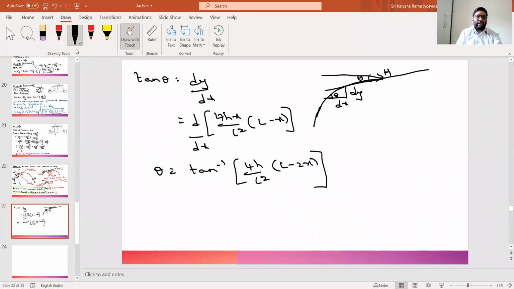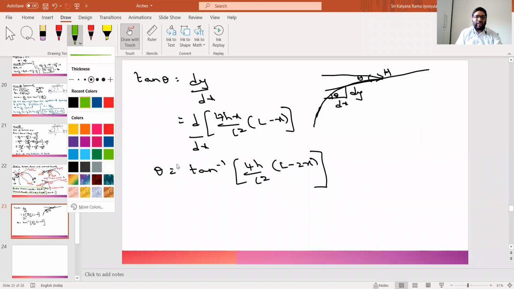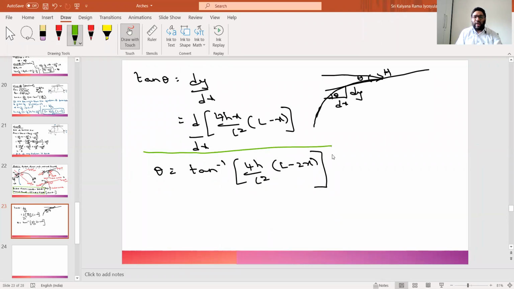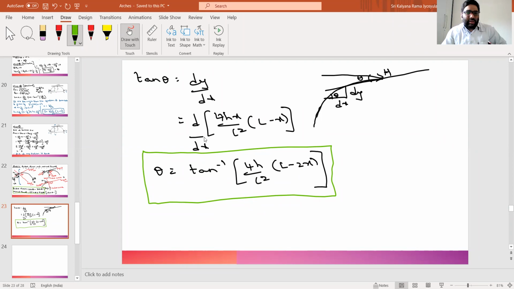So this is very, very important to assess the inclination theta with respect to the three hinged arch. So this is what we need to learn in understanding the behavior of arch in terms of normal thrust, radial shear, and theta. The problems associated with it will be seen in the next class. Thank you.